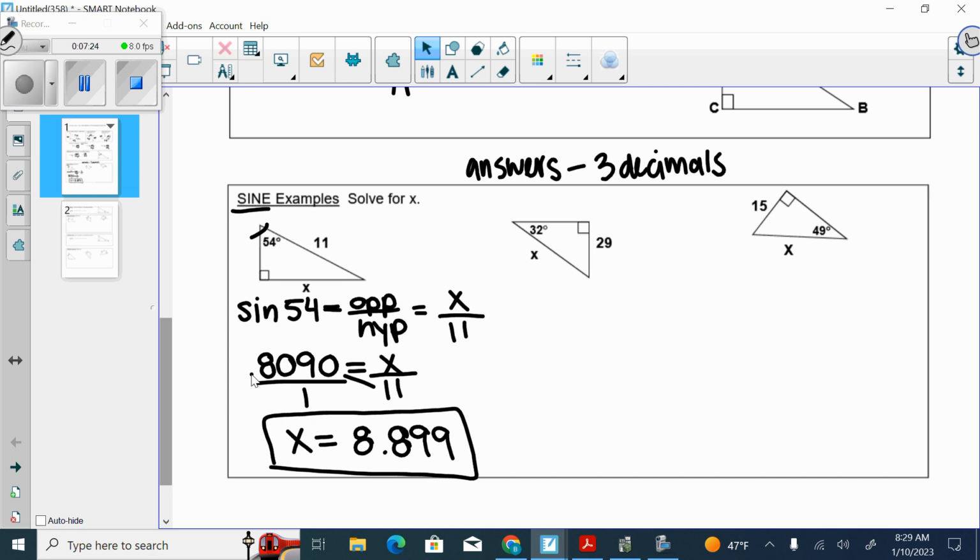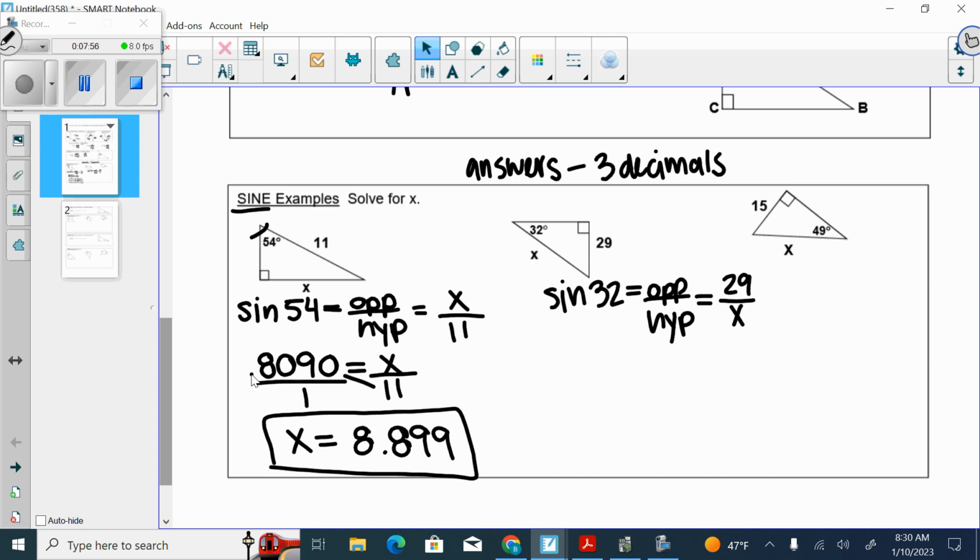Okay, all right, so let's do another one. For the second example, what is the angle that they gave us? 32. So I'm going to have sine of 32 degrees is equal to opposite over hypotenuse. Okay? So what is the side opposite of 32? Good. And the hypotenuse is? Good. Okay. So I need to convert sine of 32 into a decimal.